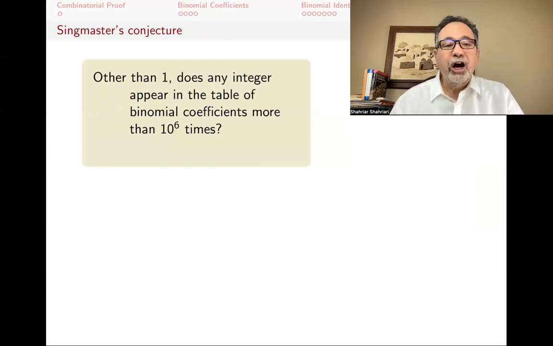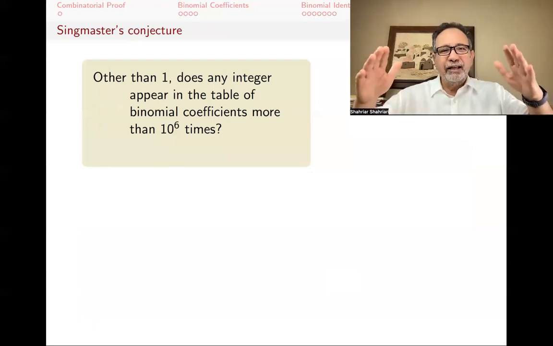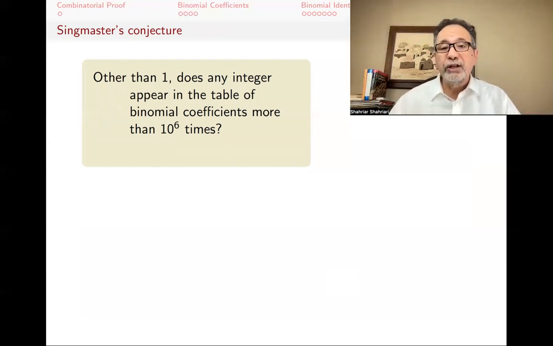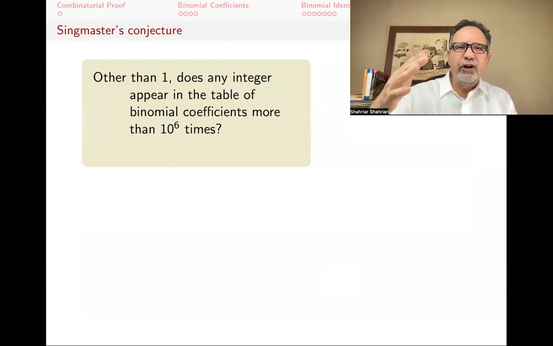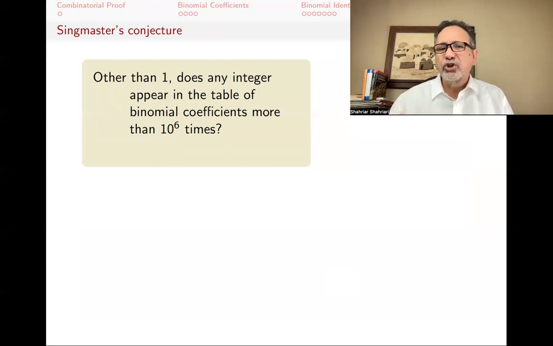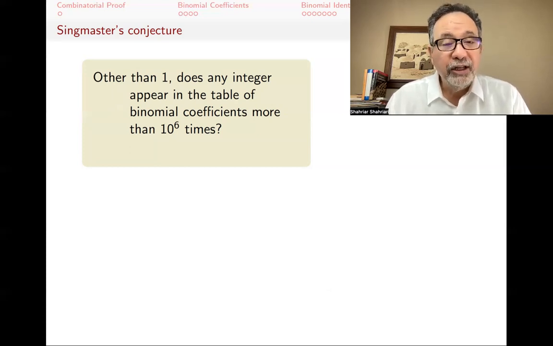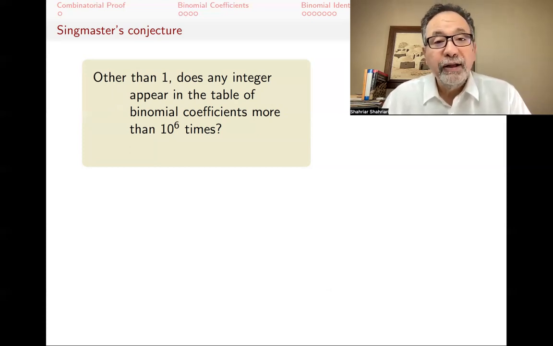Here's the question. Other than one, if you look at the Pascal triangle, one appears an infinite number of times because every row starts with a one and every row ends with a one. Other than that, there are things that occur more than once, like 10 appears twice. After a while, the numbers are just going to be too big to have a chance of appearing again. But one question is: is there any integer that appears in the table of binomial coefficients 1,000,000 times or more? Can you find a number other than one that appears 1,000,000 times or more in the table?